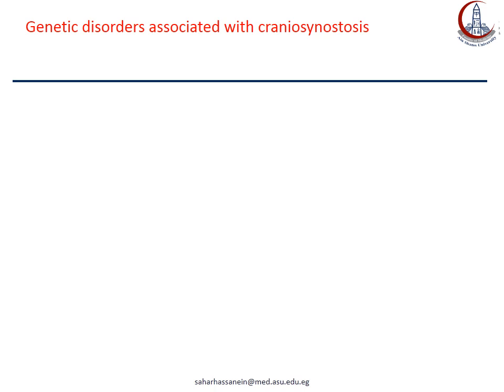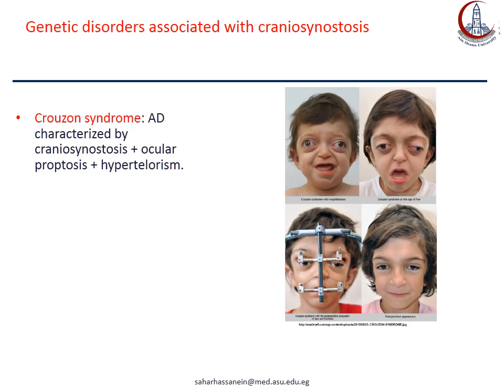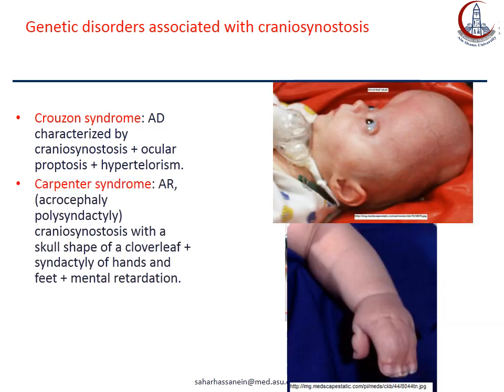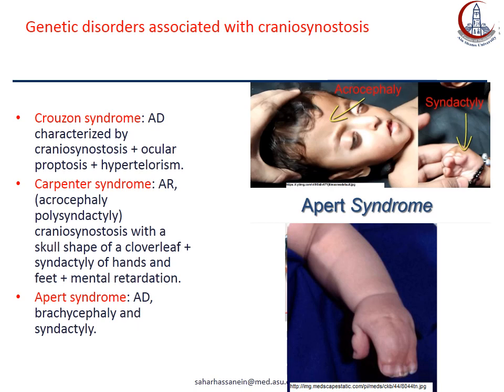Some genetic syndromes are associated with craniosynostosis. Most of them are rare. We have Crouzon syndrome, it's autosomal dominant. There is craniosynostosis with brachycephaly and ocular proptosis due to small sockets and hypertelorism. Carpenter syndrome, it is autosomal recessive. There is acrocephaly or brachycephaly with polysyndactyly. The fingers will be fused together. Apert syndrome, autosomal dominant, brachycephaly and syndactyly.